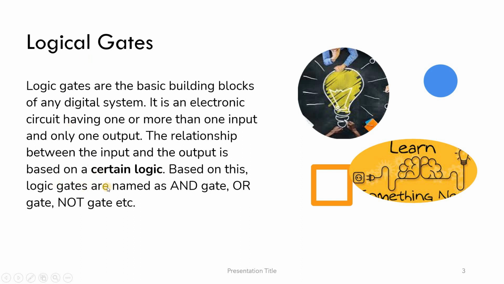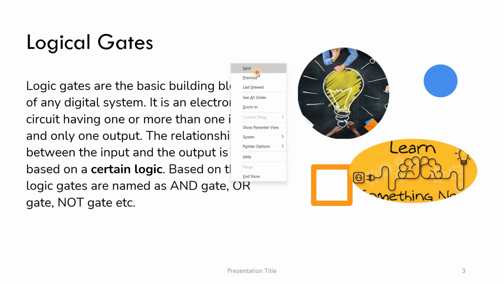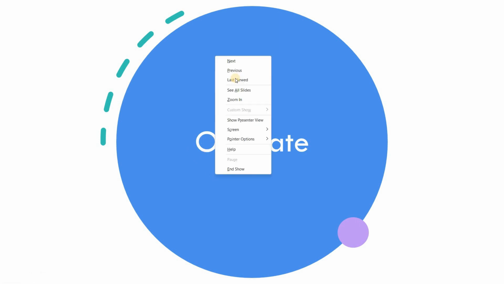We need to categorize that logical relationship into three main types: AND gate, OR gate and NOT gate. Those are the main logical gates. Let us learn them one by one. First of all, we need to study the OR gate.